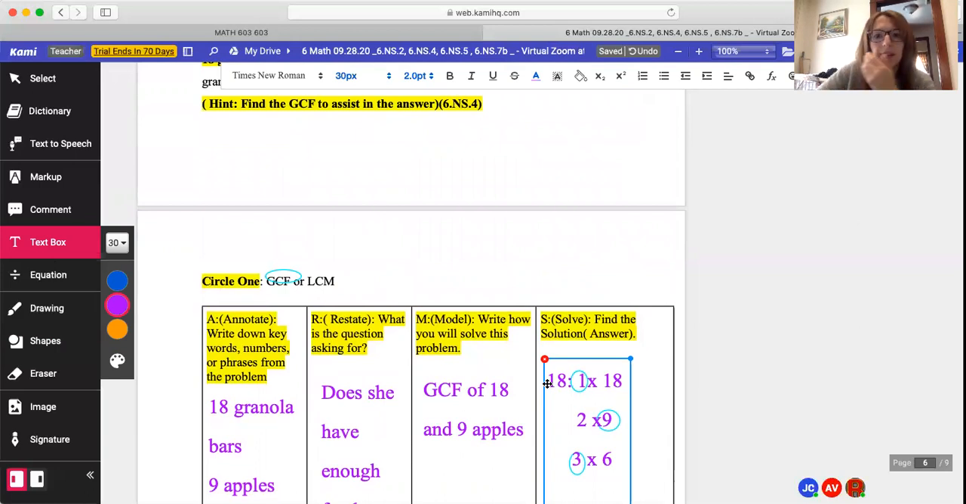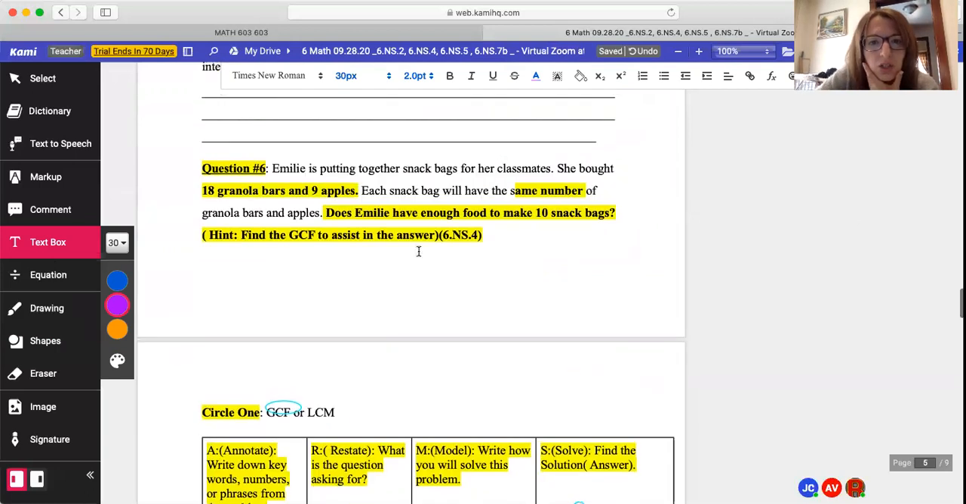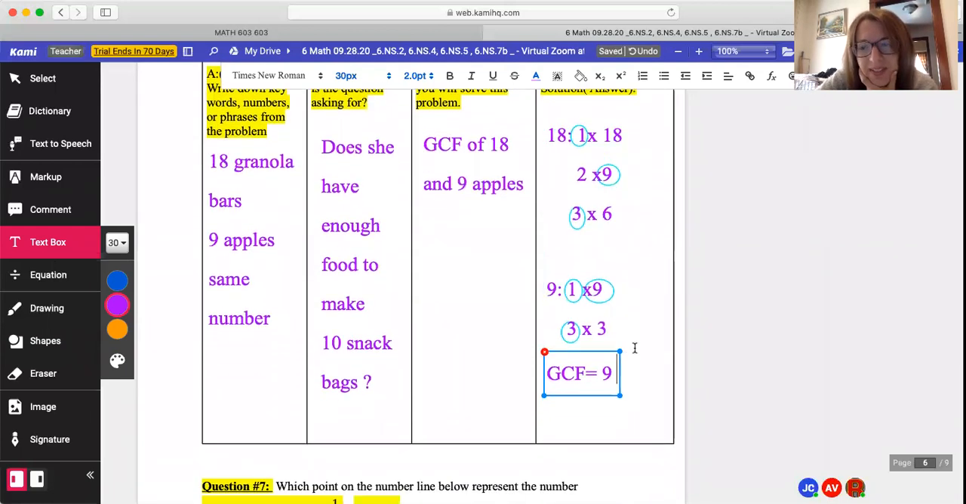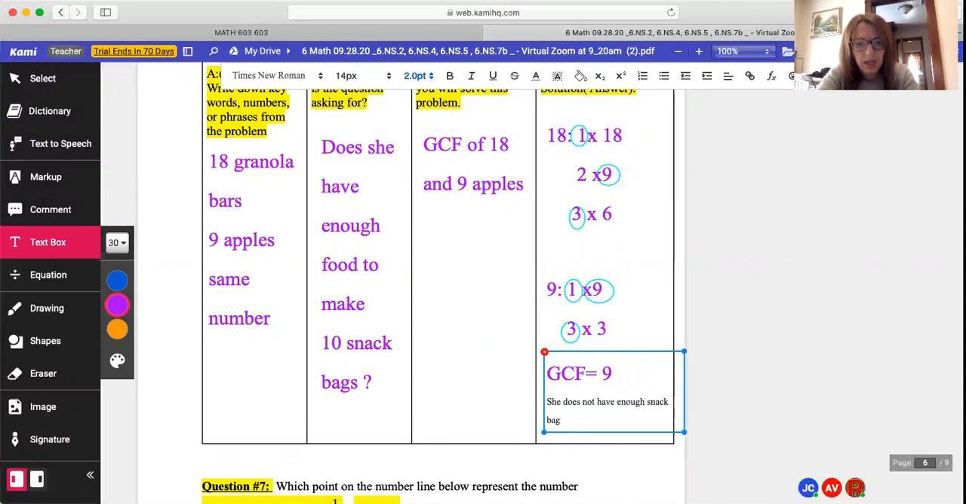Now, when I go back to the question, it says, does she have enough food to make 10 snack bags? Well, if the GCF is 9 and she wants to get to 10, clearly there is not enough food to make that. So Emily does not have enough snack bags to make 10 of them, because she only has 9 that can be evenly distributed between the granola bars and the apples.